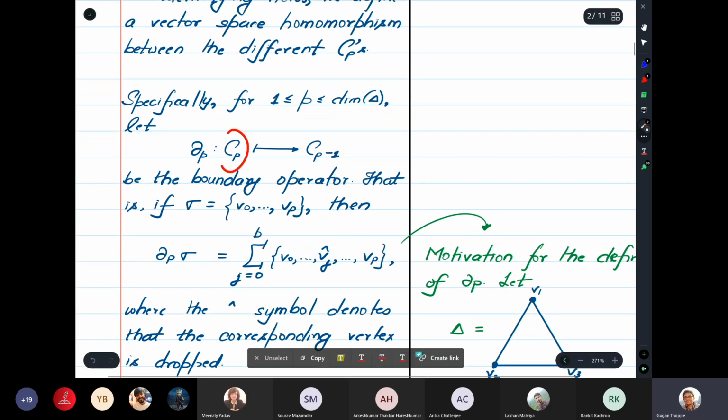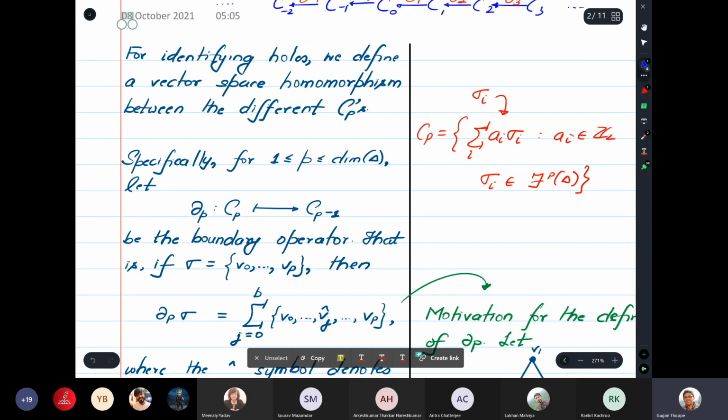So recall what Cp is, right? Cp is the summation of a_i sigma_i such that these coefficients a_i lie in Z2 and these sigma_i's lie in Fp of delta. So this is what we recall, right? Now we can think of sigma_i being one of the p chains. Although I am writing sigma_i, the way you have to interpret this is as 0 sigma_1 plus 0 sigma_2 and so on, plus 1 sigma_i plus 0 sigma_i plus 1, and so on, all the way up to 0 sigma_Fp, right?